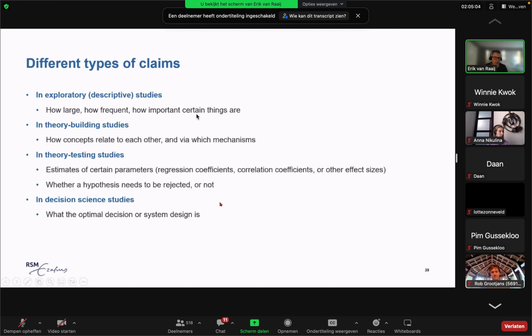And if you read a decision science study, then the claim of the author will be about, this is the optimal decision to make, or this is the design for the system that is optimal. Like we talked about, the traveling salesman problem. What is the optimal route that the traveling salesman should take? That's the kind of claim that these papers make.